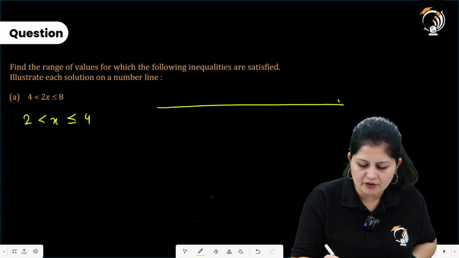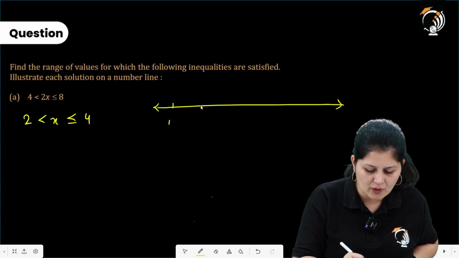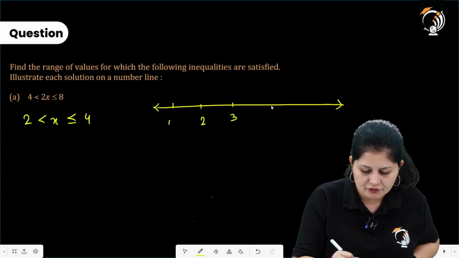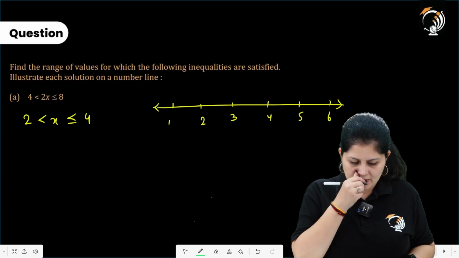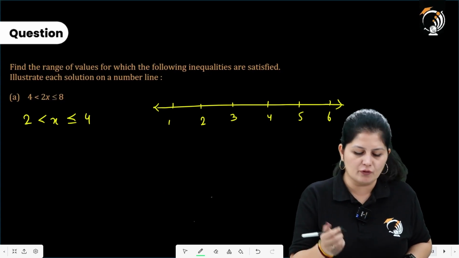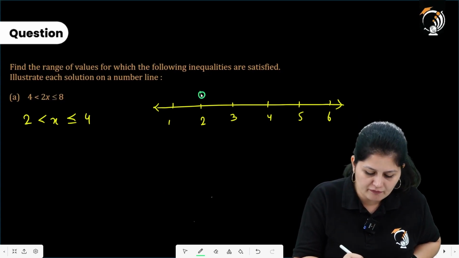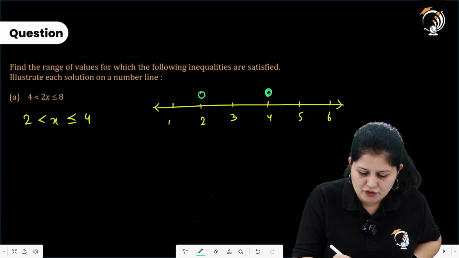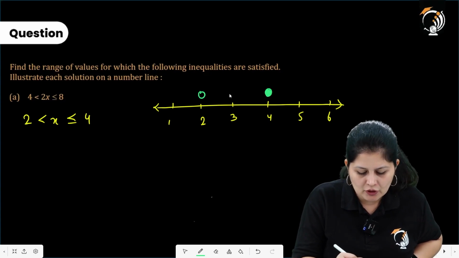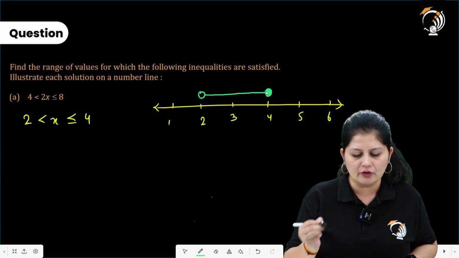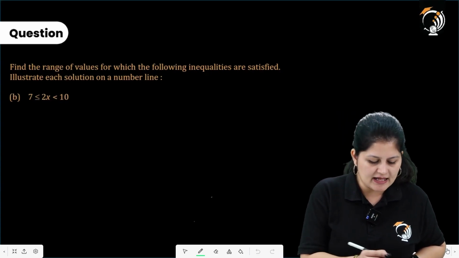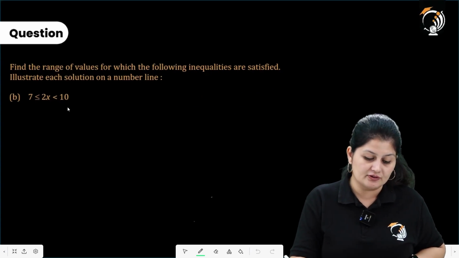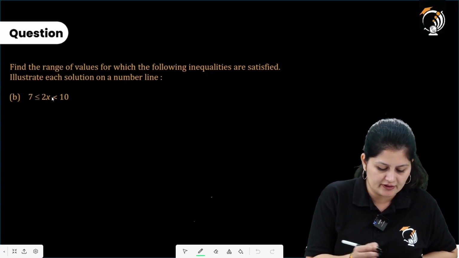In order to make it on the number line, we'll have it as 1, 2, 3, 4, 5, 6. Here x is going to be between 2 and 4. So 2 is not included, but 4 is included. So we are going to have a closed circle on 4 while an open circle on 2. Clear?